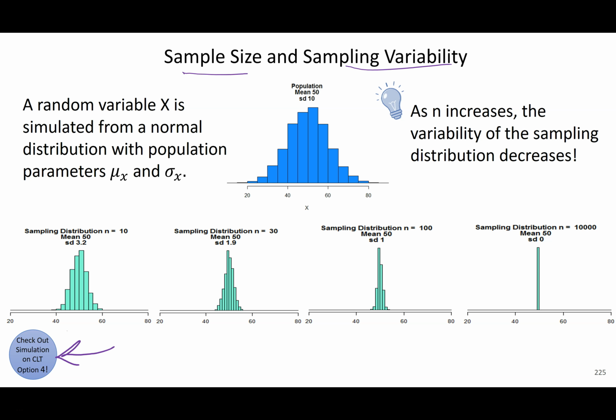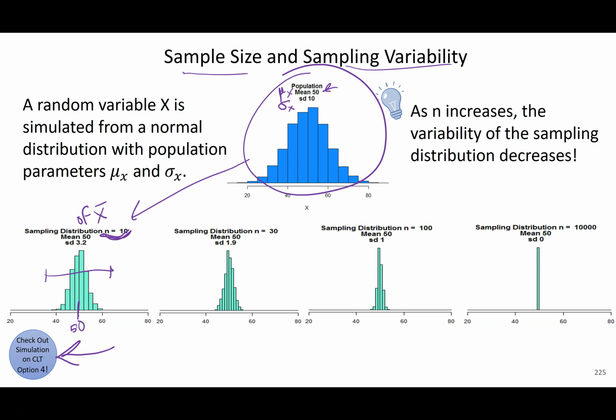Sample size and sampling variability. So we're still going to be working with this particular normal population that has a mean of 50 and a standard deviation of 10. If I take all the unique samples of size 10, I'm going to get a sampling distribution of x bar that's centered at 50, and then I have a standard deviation here.